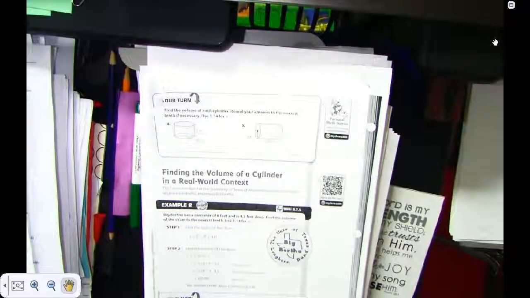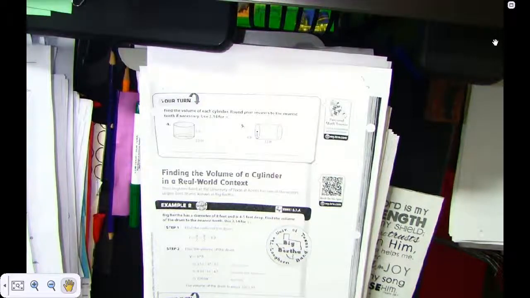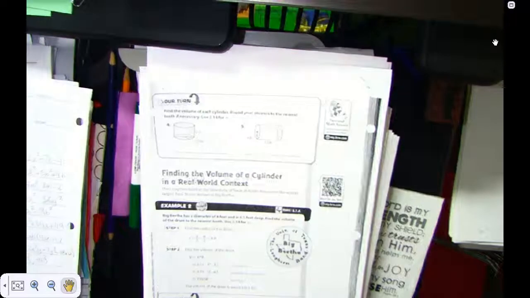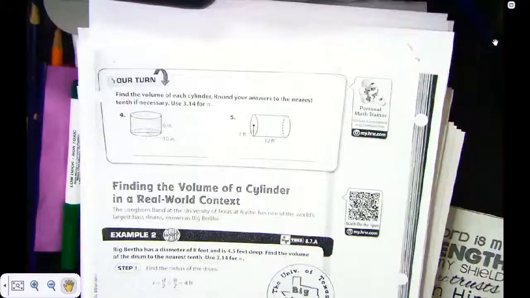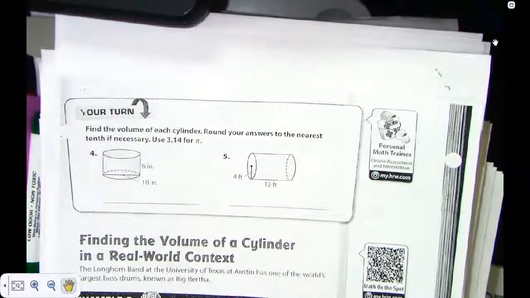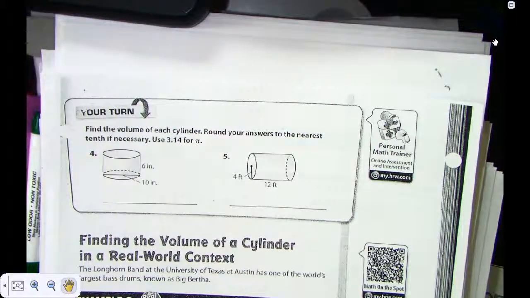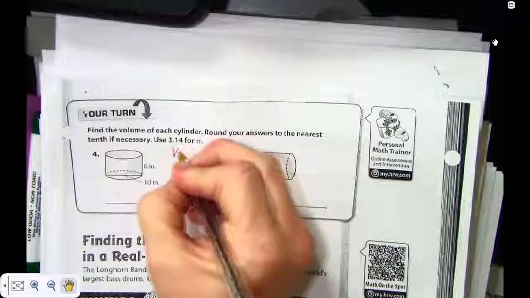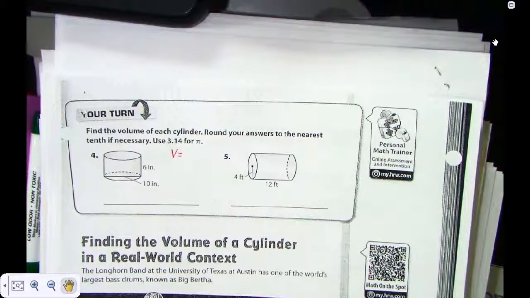Okay, guys, we're going to do volume today, volume of a cylinder. We all know what a cylinder looks like, correct? Okay. Look on your formula chart, your reference chart, and tell me what the formula is for a cylinder to get volume. Okay, Bryce?